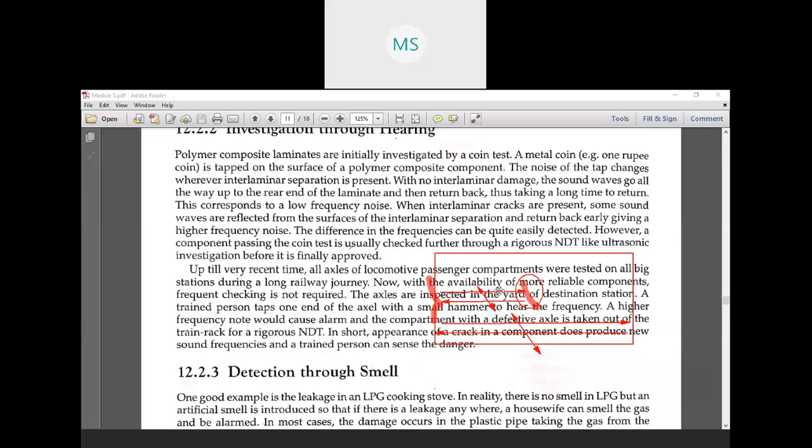Okay, so what is the conclusion? The conclusion of investigation through listening or hearing is, if there is no intrusion or no defect in between, then the time taken for the sound to travel to the rear end and come back will be more, and hence the frequency of the noise will be low. But if there is some defect, the sound just strikes that defect and comes back, the time taken will be less, and hence the frequency will be high. So through this also we come to know of defects, and this is known as the investigation through hearing.